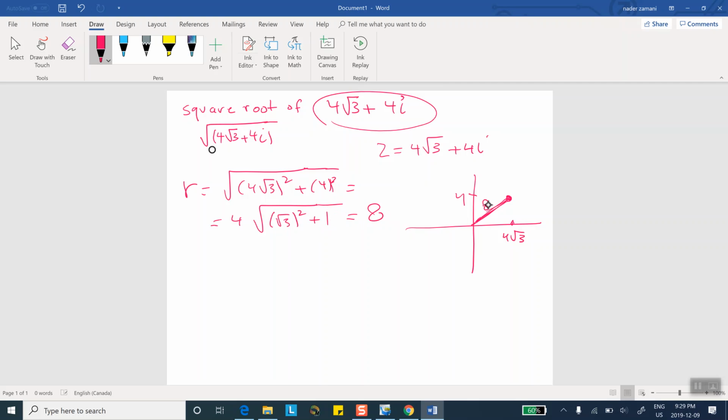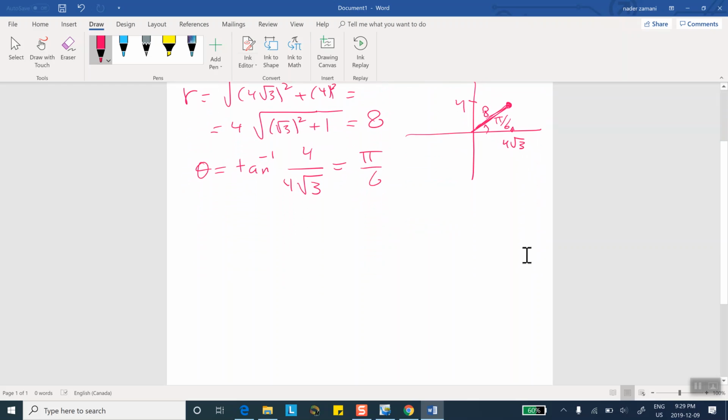This is going to be 8. Okay? This angle is tan inverse of opposite, which is 4, over adjacent, which is 4 root 3. And the calculator will tell you exactly what this thing is. It's pi over 6. Okay?